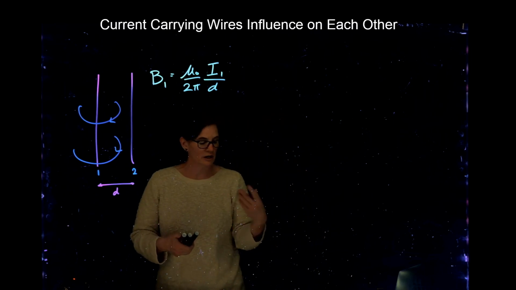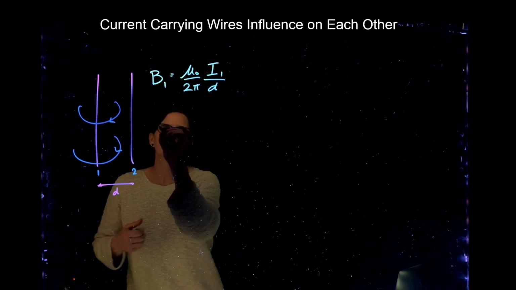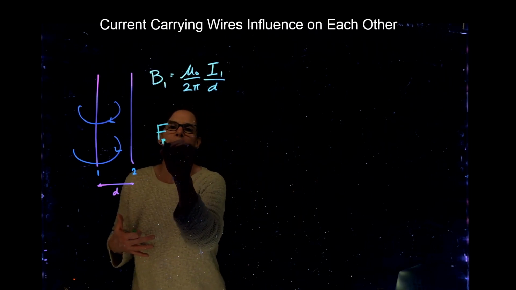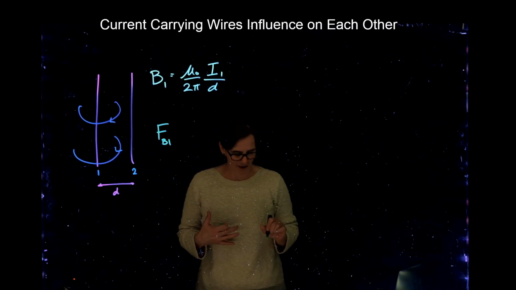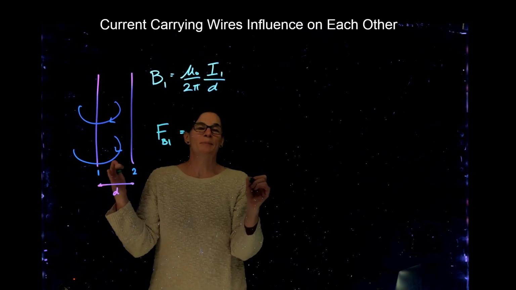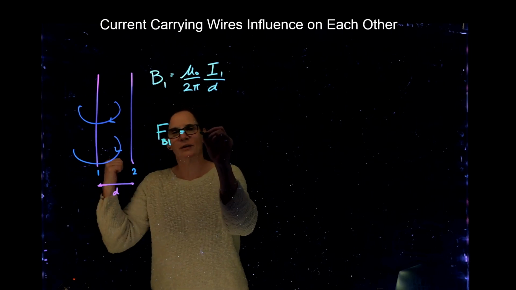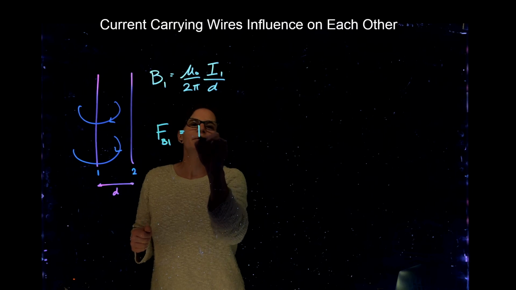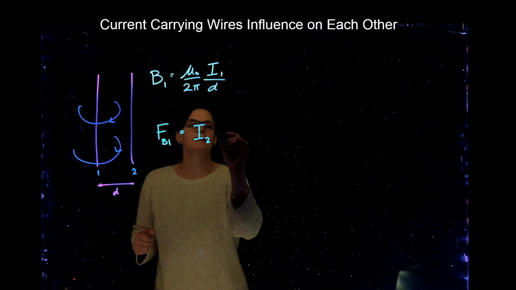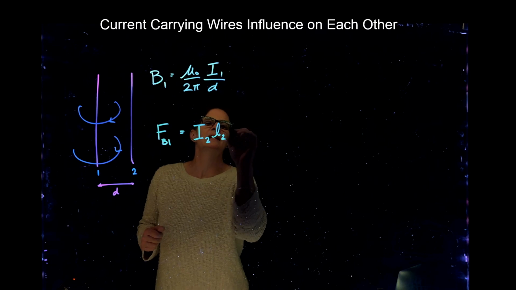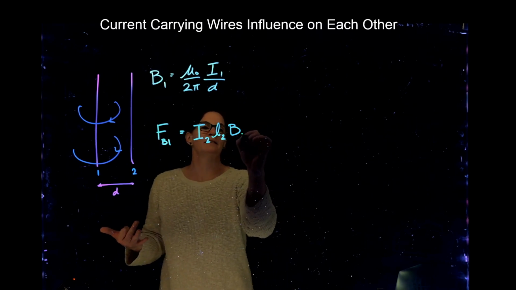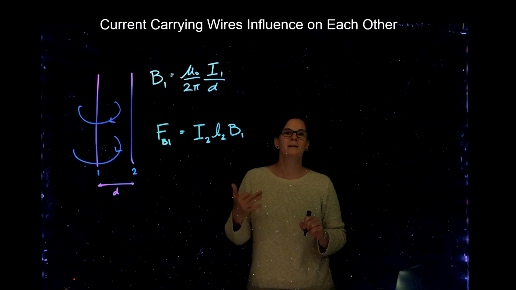Because wire 2 is carrying a current, wire 2 experiences a force by the magnetic field of wire 1, which we know based on our current in a magnetic field relationship in that mini lecture, so go check that one out if it's been a little bit. It is equal to the current in wire 2 in this case, times the length of that wire, times the strength of the magnetic field that wire is running through. And in this case, that magnetic field is from wire 1.